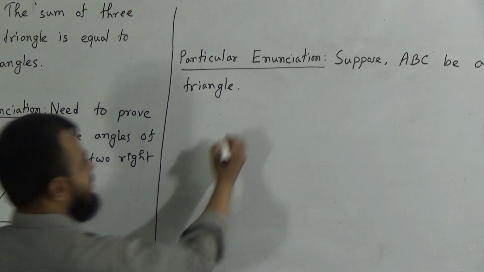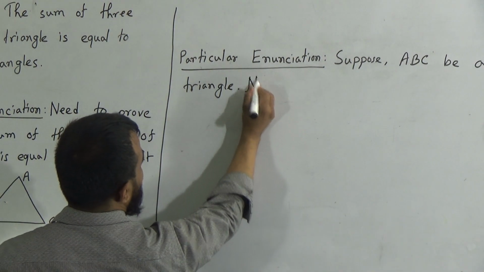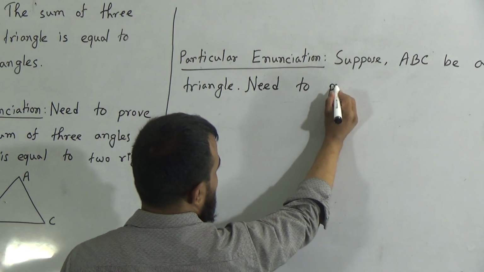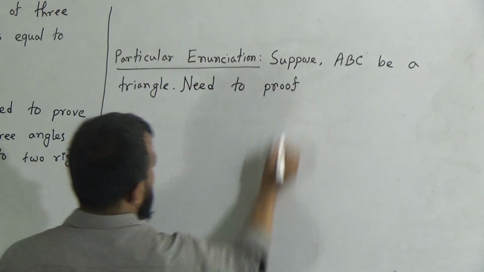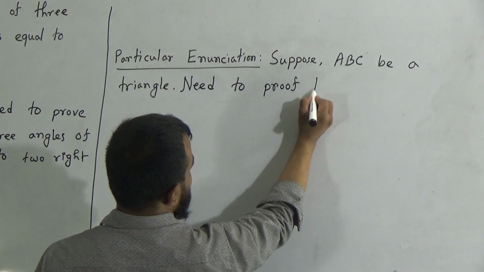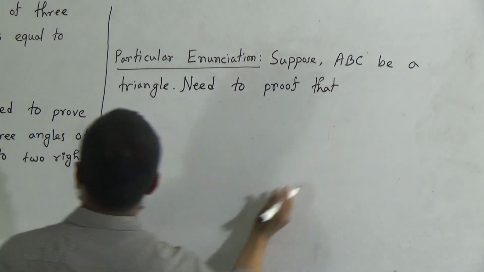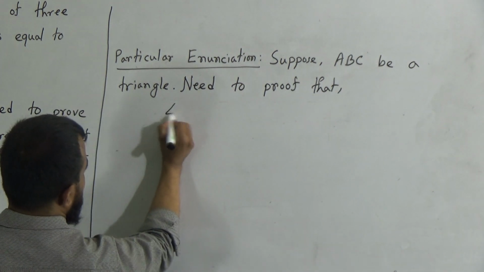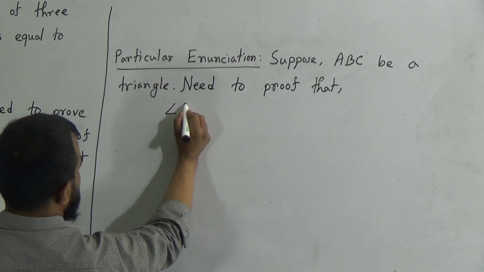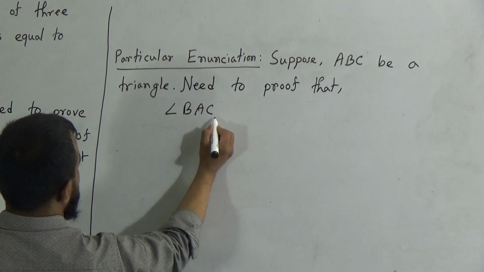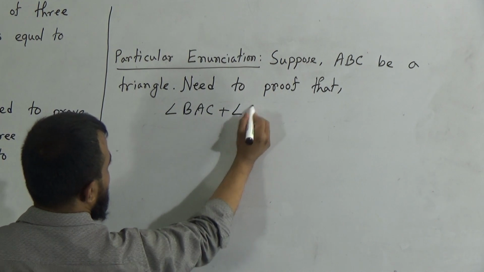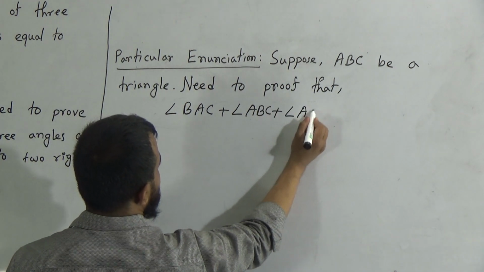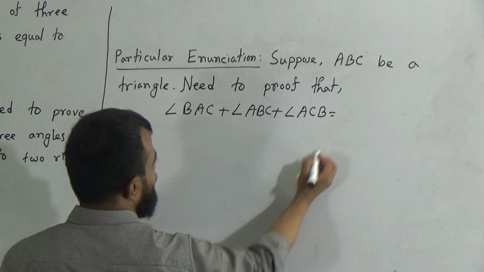We need to prove that. Write down: need to prove that, or required to prove that. Any problem? Need to prove that what? Need to prove that angle BAC plus angle ABC plus angle ACB is equal to two right angles.